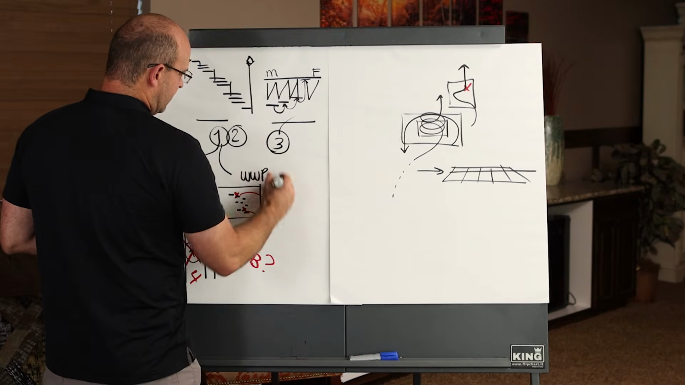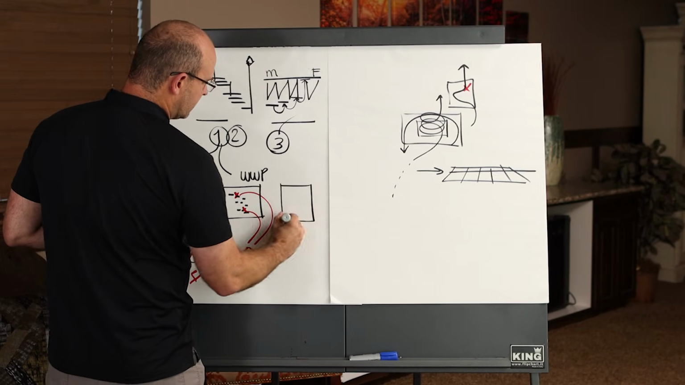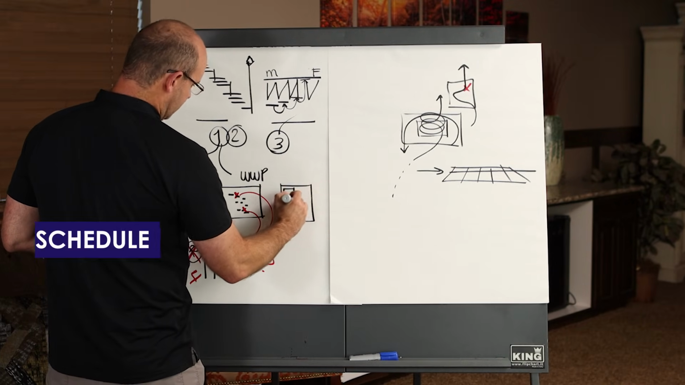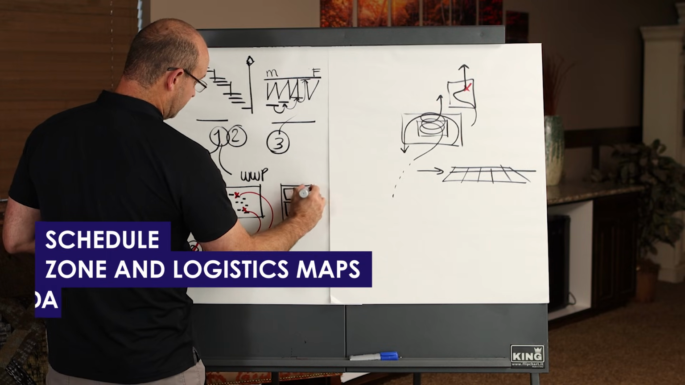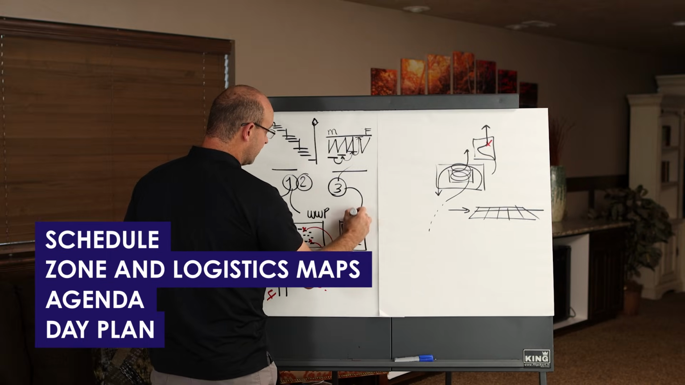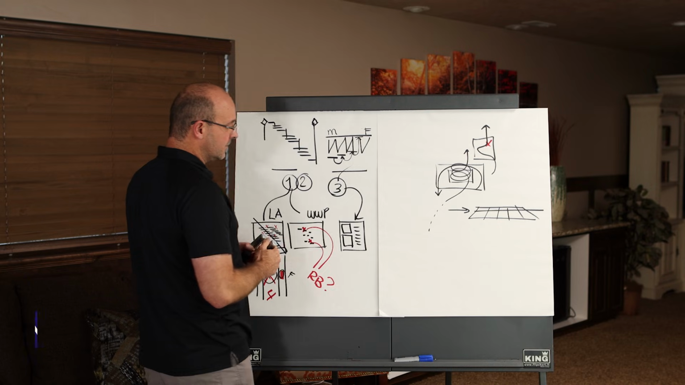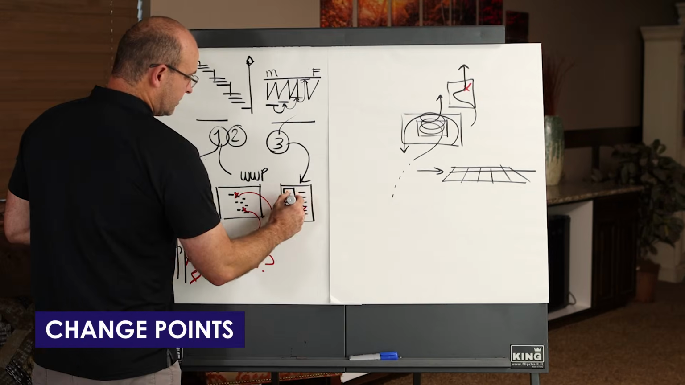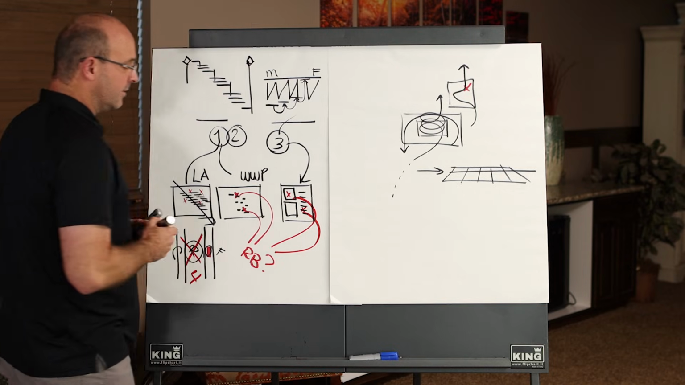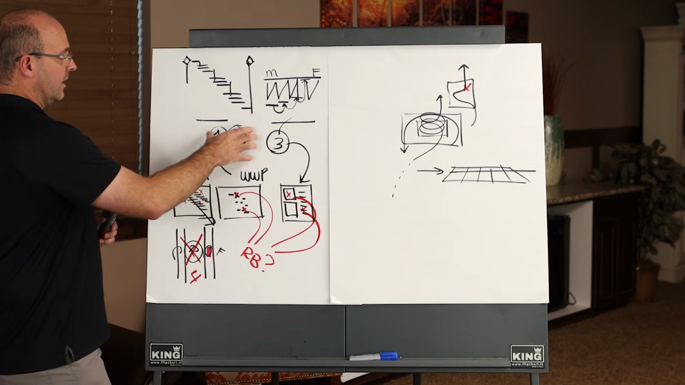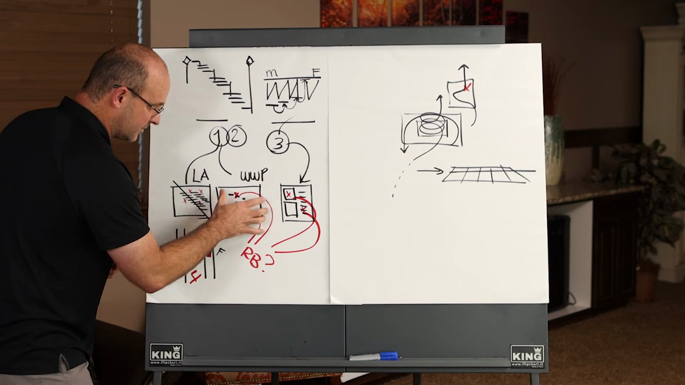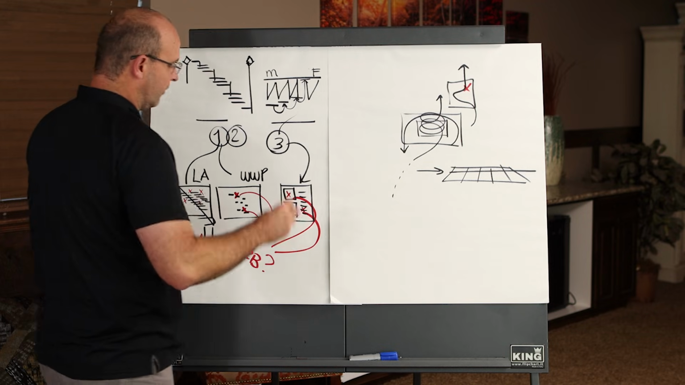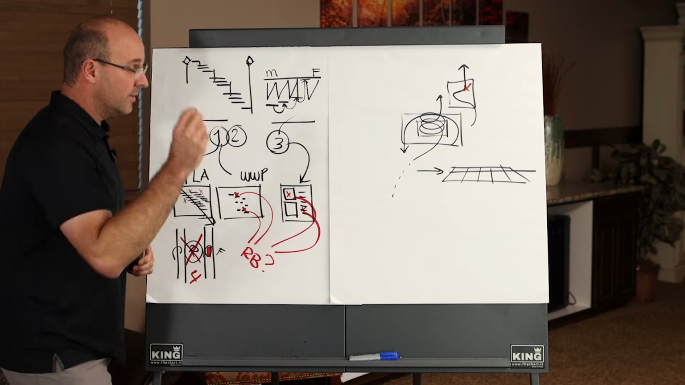Method 3 is in your day plan, whatever that looks like. Typically, I like to have the schedule, the zone and logistics maps, and then an agenda. In the day plan, planning the next day, I'm literally going to ask, are there any change points or problems in that plan so that I can try and remove them the day before? So 6 weeks ahead, a week ahead, or 1 or 2. This is a little bit dynamic. And the day before, do we have roadblocks?